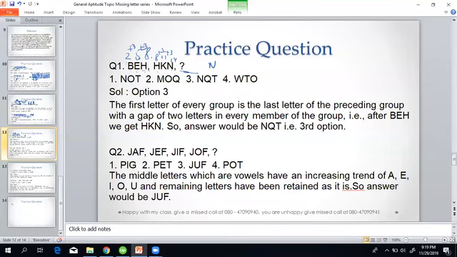Okay. So here after N, N is at the 14th position. So 14 plus 3 is 17th position and 17 plus 3 is 20. 17th position is Q. So NQT. Third option is the correct answer.